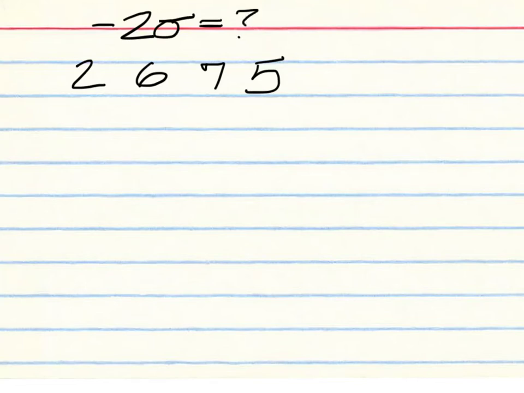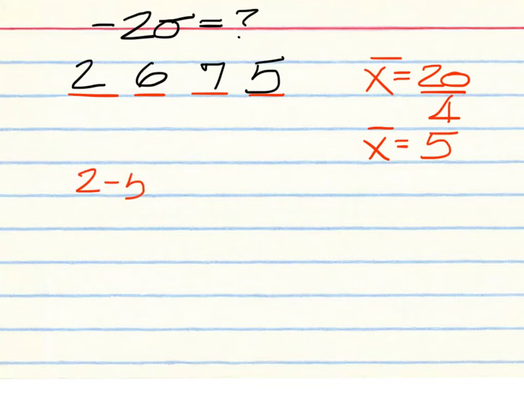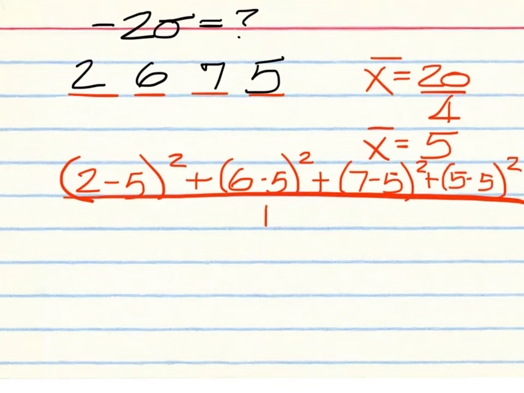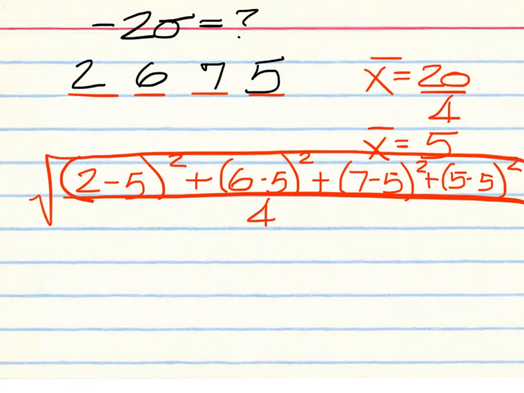In this practice problem, the list is 2, 6, 7, 5. And the question is, what is the second negative standard deviation? Add up your numbers first to get 2, 8, 15, 20. So the mean is 20 divided by 4, which is 5. So we'll do 2 minus 5, square the difference. 6 minus 5, square the difference. 7 minus 5, square the difference. And 5 minus 5, square the difference. Divide by 4, square root of everything.